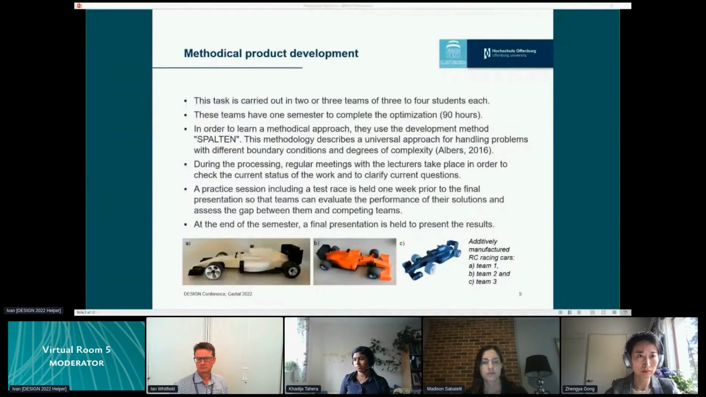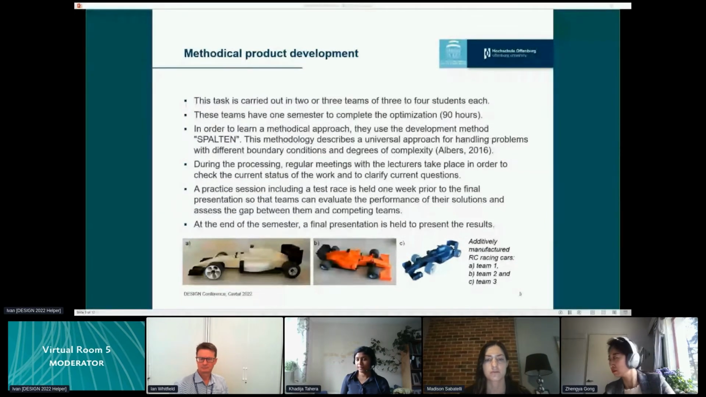This methodology describes a universal approach for handling problems with different boundary conditions and degrees of complexity. It is introduced by Professor Albert from the Karlsruhe Institute of Technology. During the process, regular meetings with the lecturers take place in order to check the current status of the work and to clarify current questions.